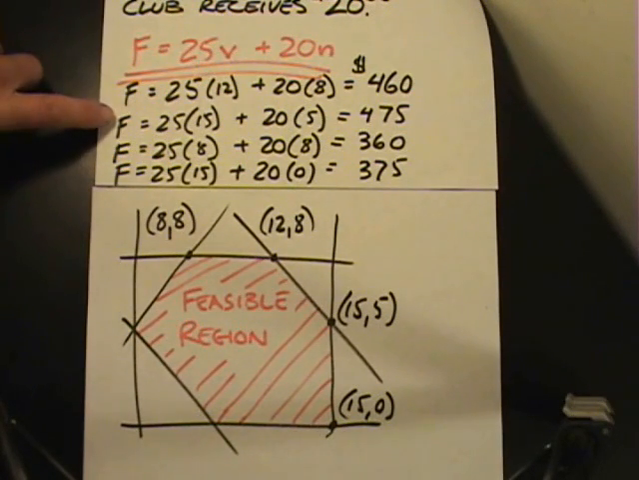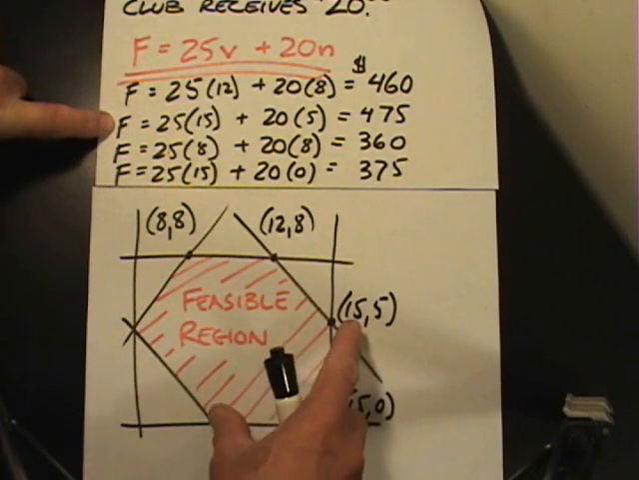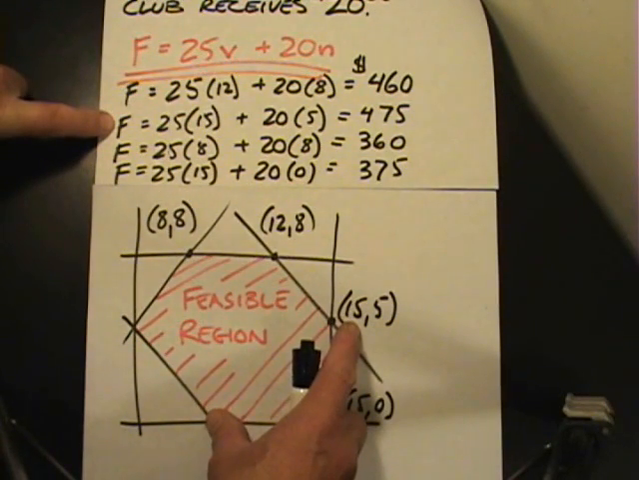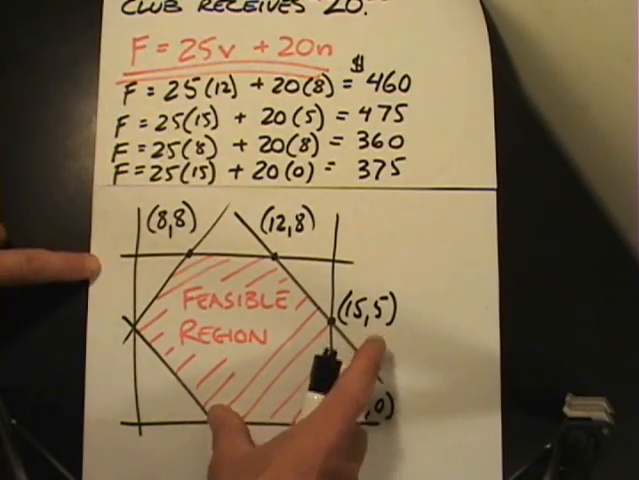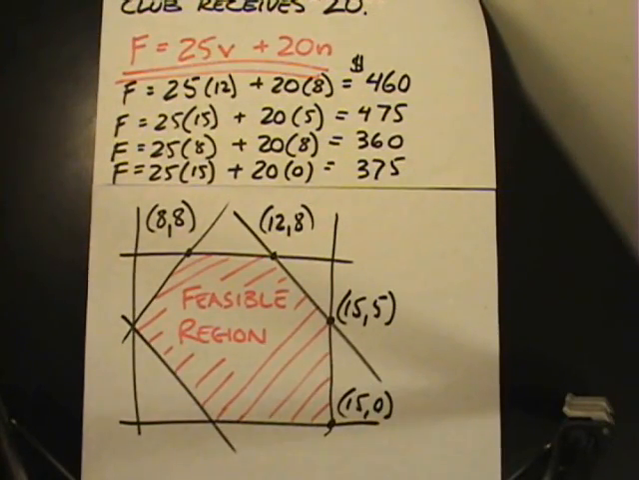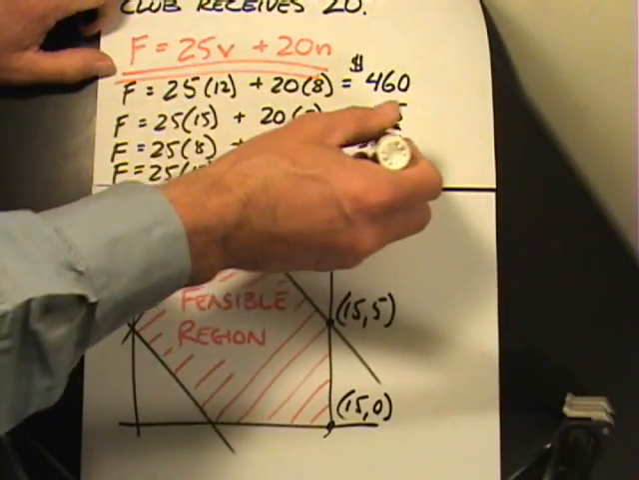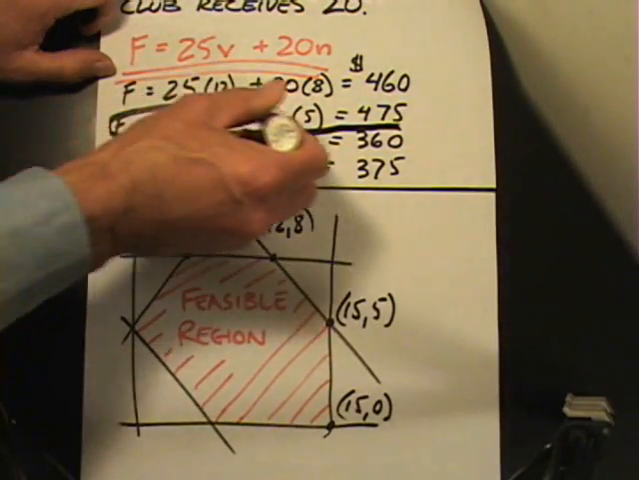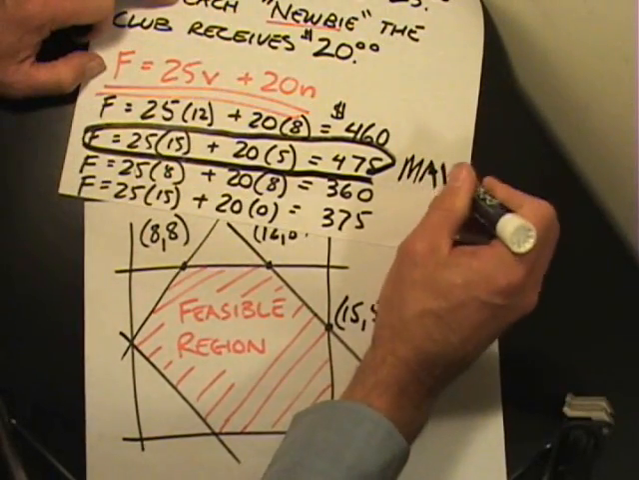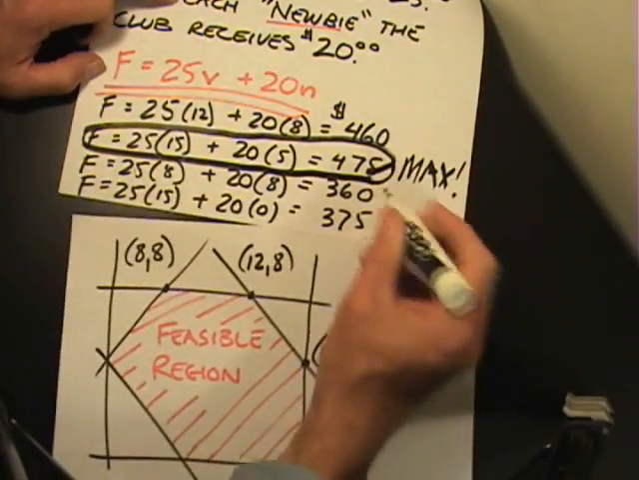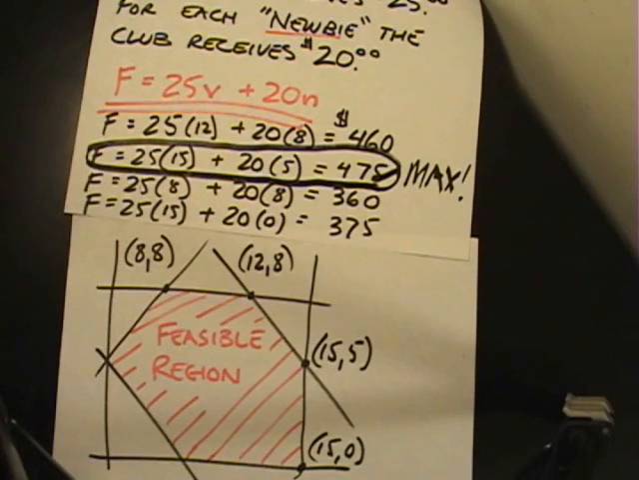So I can get the most profit, the maximum amount of funds raised, if I have 15 of my veterans and only 5 newbies, and that is within the boundaries of our constraints. So this one right there is our maximum value. Alright, that's it.